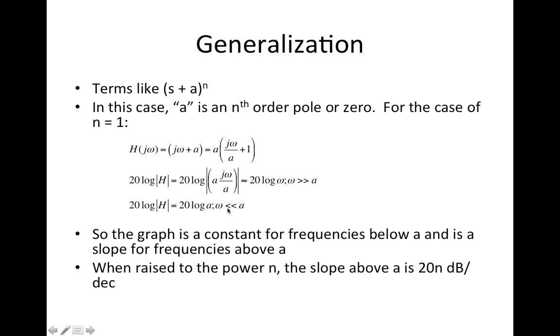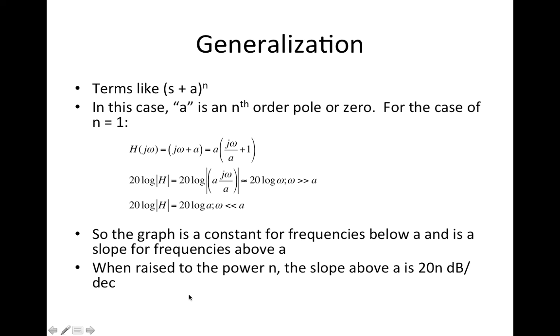For omega much less than a, omega over a becomes a very small term, which we can ignore compared to 1, and we just have 20 times the log of a, which is a constant. So the graph is going to be a constant for frequencies below a, and have a slope for frequencies above a. Now it's not hard to come back to the beginning and see that if this were raised to the power n, we would have a power n here, which when we take the logarithm would come out front and multiply the logarithm, so our slope would be 20n dB per decade. So that's for terms that are of this type.